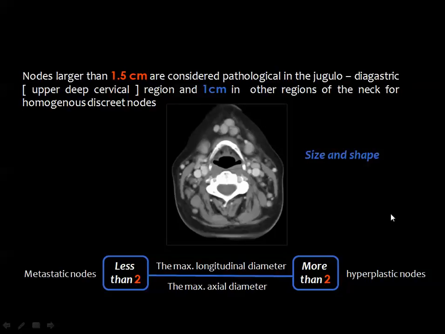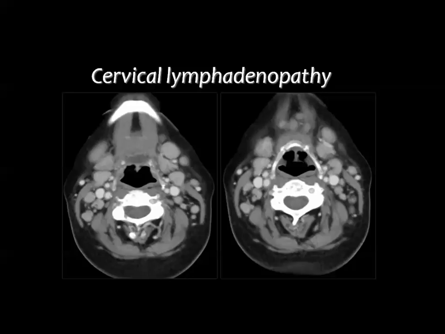And there are some equations to differentiate between metastatic nodes and hyperplastic nodes. We consider the nodes hyperplastic whenever they are of homogeneous density or homogeneous echotexture, and they maintain the normal reniform shape. If you divide the maximal longitudinal diameter by the maximal axial diameter and it is less than 2, then the nodes are no more reniform, they are towards the rounded shape, and you think of metastasis. But if this division results in a figure more than 2, then you consider the possibility of hyperplastic nodes.